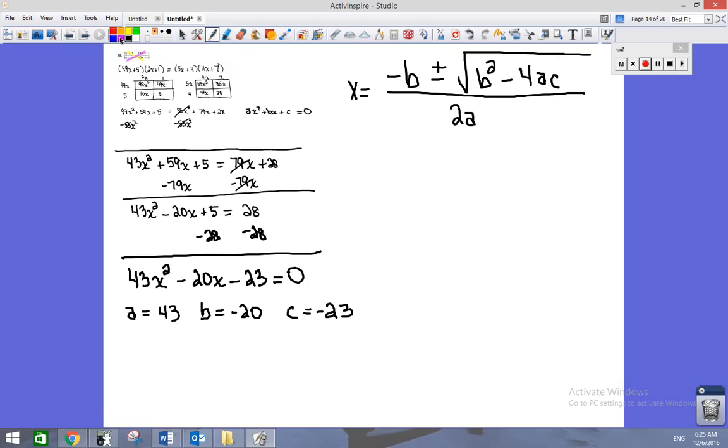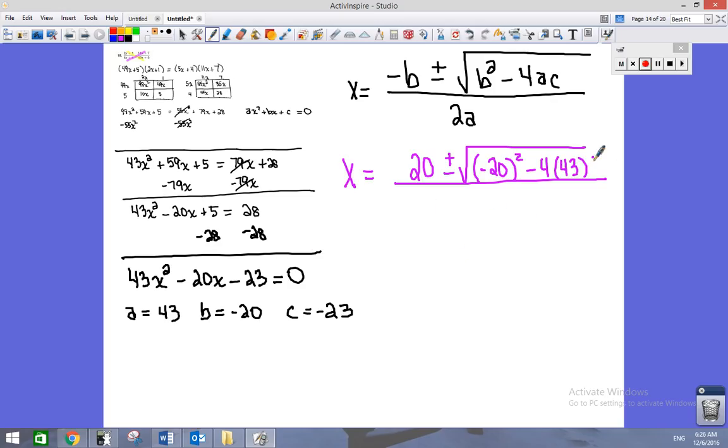So let's go ahead and replace our numbers with the a, b, and c we have in the formula. The opposite of b, the opposite of negative 20 is positive 20. We're then going to square our negative 20. That'll be 400. Then 4 times a times c, and I don't know what that is. I'll use a calculator here in a minute to get it. In the denominator, if we take 2 times a, 2 times 43 is 86. So I've got 20 plus or minus the square root. Let's figure out what this number is.